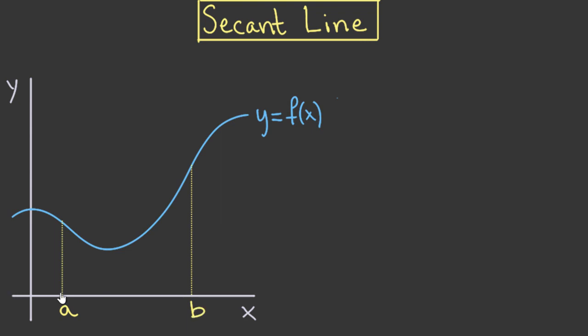We can find the point on the graph above the point A, and we can find the point on the graph above the point B. Then we can draw a line through these 2 points. And this line is a secant line.